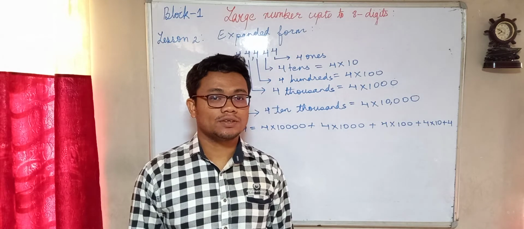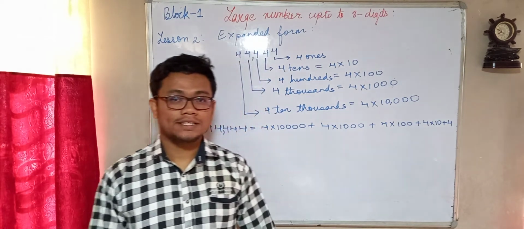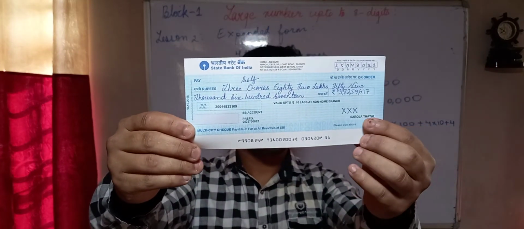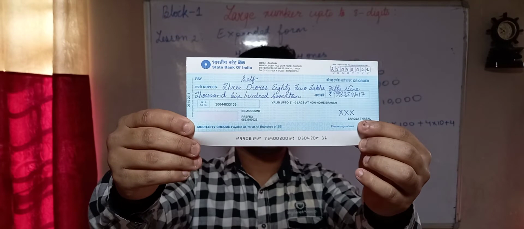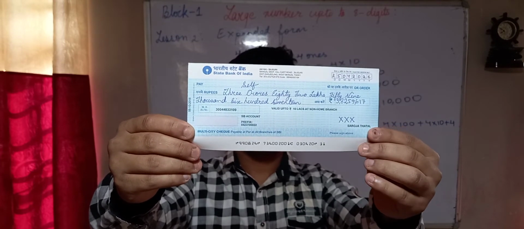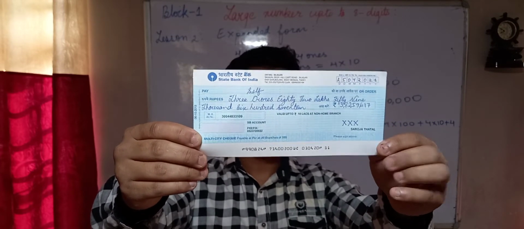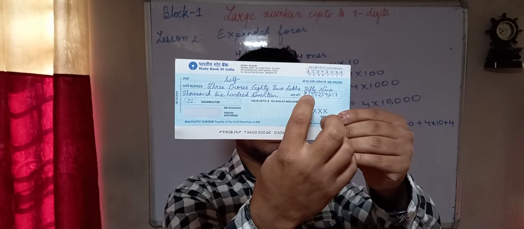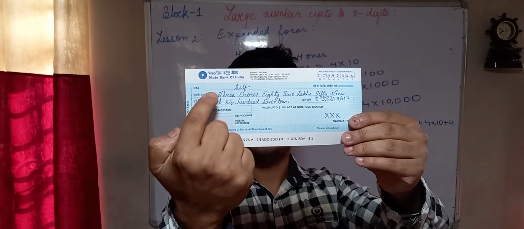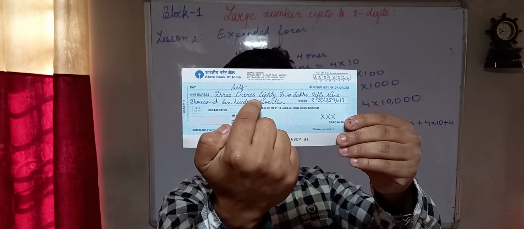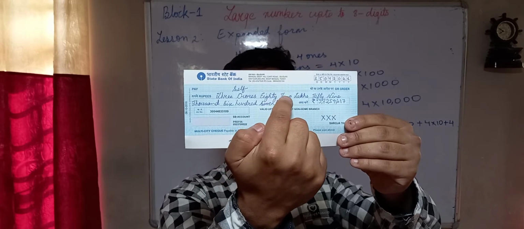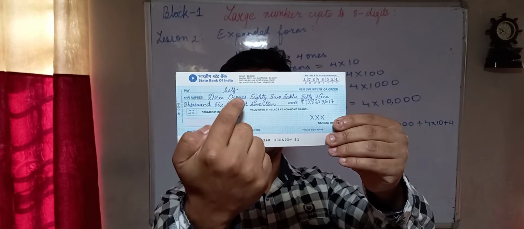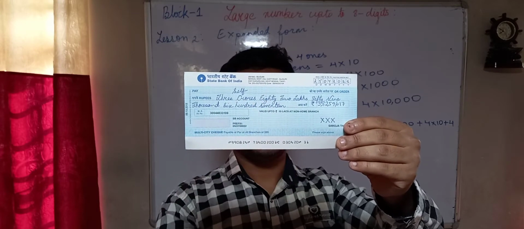I think you have all seen bank checks. If you have not seen, you can see here. This is a bank check, my mother's bank check. This is actually my mother's name, Saroja Thatal. Here I have given a figure of 8 digits, and I have named it also. This is 3 crores 82 lakhs 59,617.